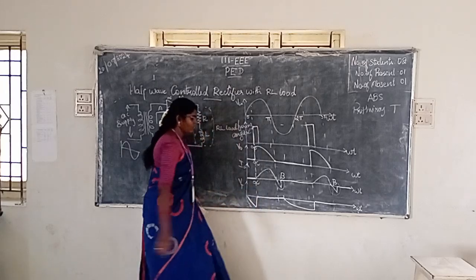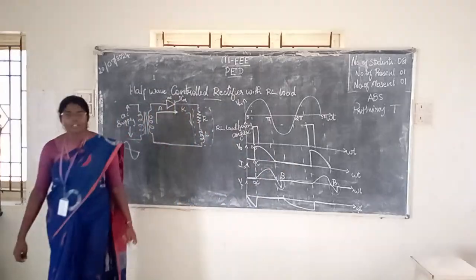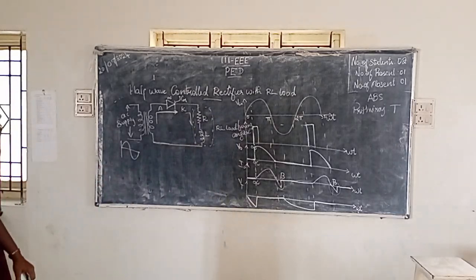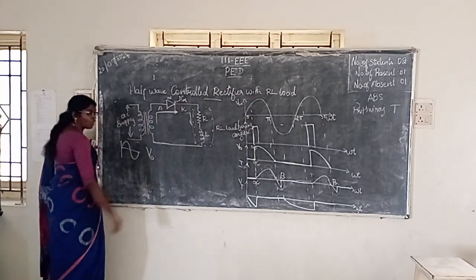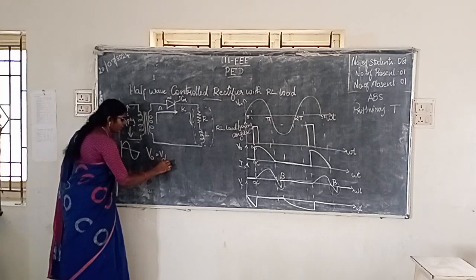Okay, so this will continue. That is the voltage across the thyristor. Are you clear up to this? Now you have to derive the output voltage, like the average output voltage. That is V naught.